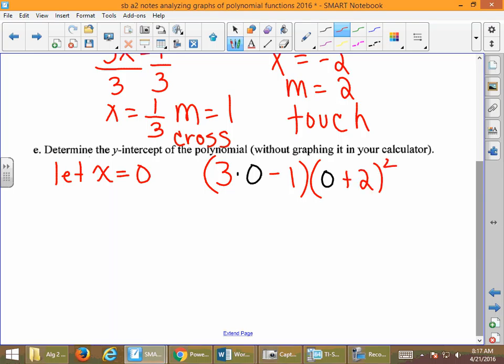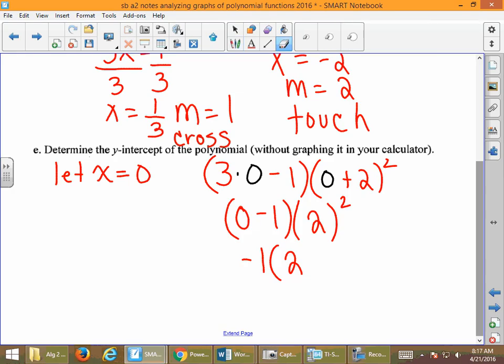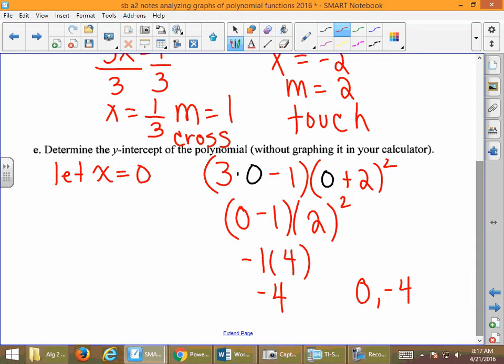We're replacing the x in our function with 0. So 3 times 0 is 0 minus 1. Over here, 0 plus 2 is 2 squared. 0 minus 1 is negative 1. And 2 squared is 4. So this time our y-intercept is negative 4. If we write it as an ordered pair, it's 0, negative 4.